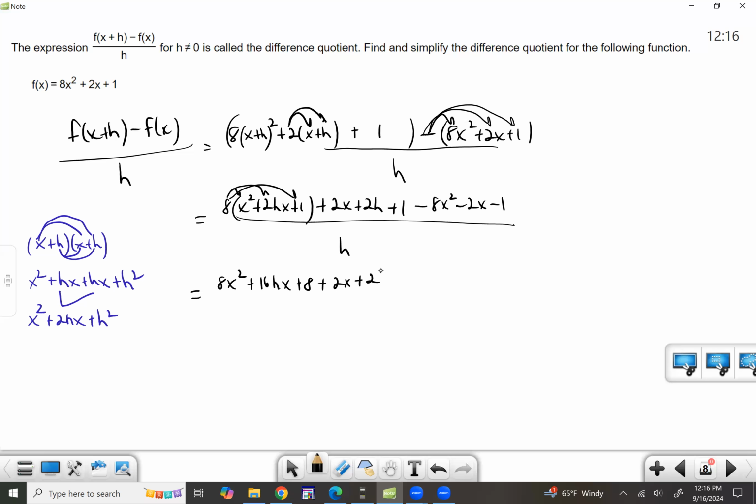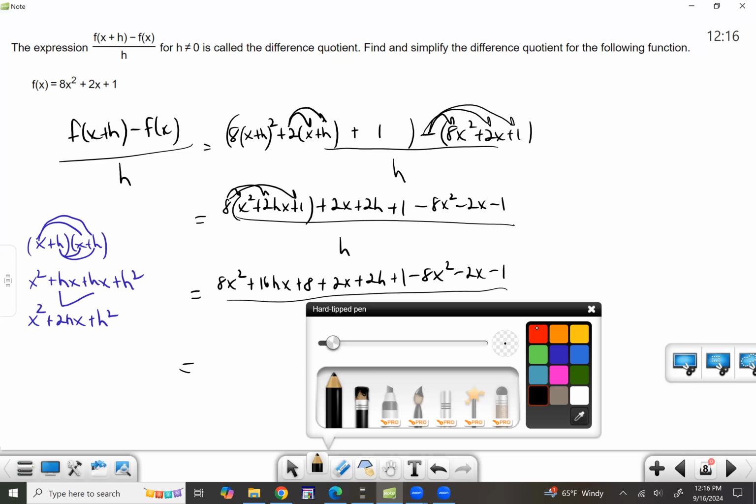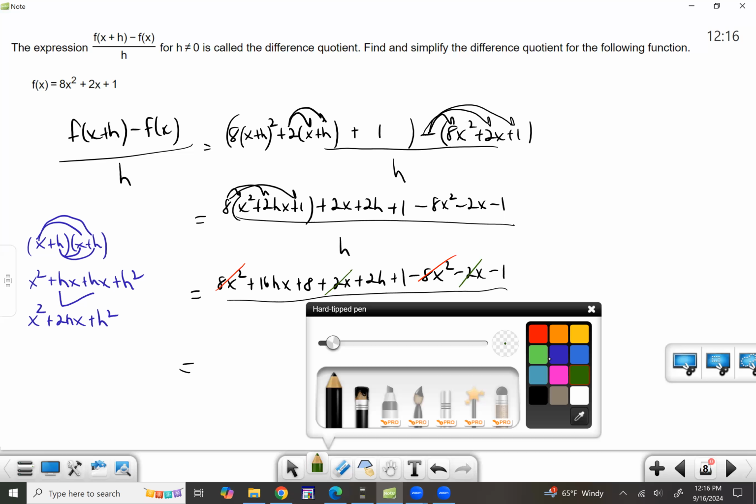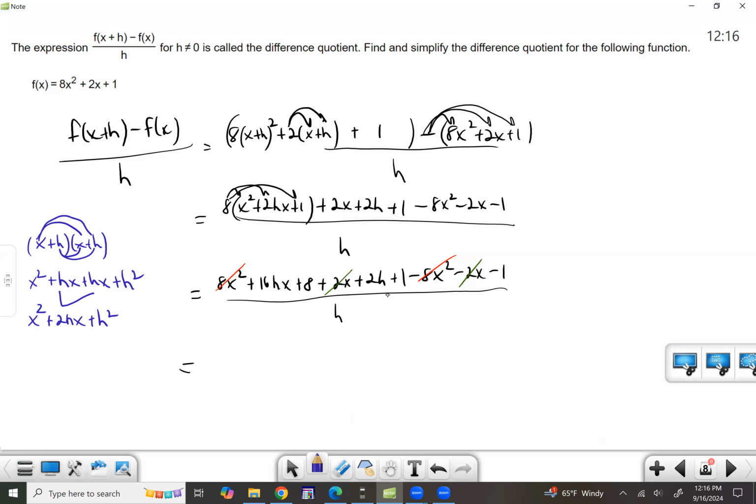Now, a lot of stuff should hopefully cancel, but it's still going to be ugly. Just warning, this is just going to be ugly. But notice that there's an 8x squared and another minus 8x squared. Notice that there is a positive 2x and a negative 2x. Notice that there is a positive 1 and a negative 1.